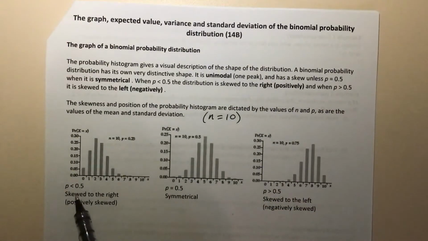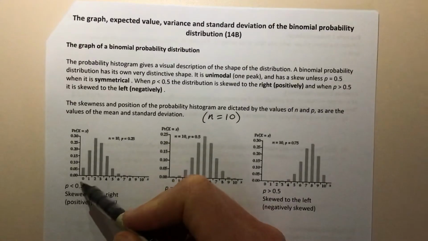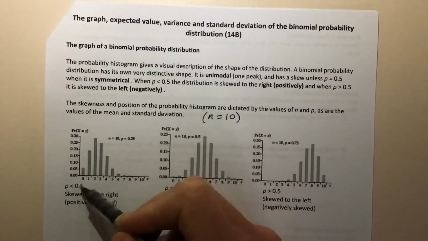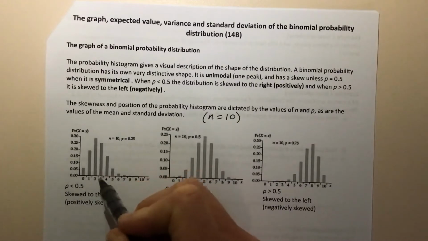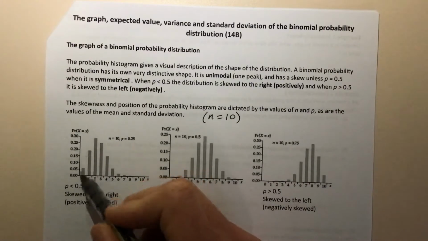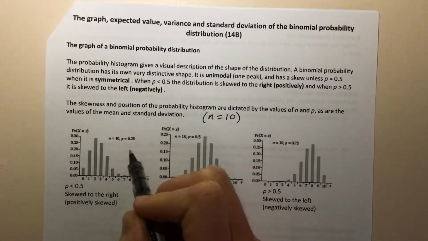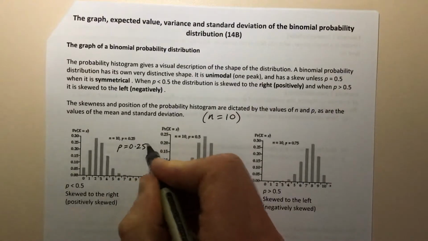The first histogram here shows a probability of success that's less than a half, so maybe a probability of success of like 0.2 or something like that. What that shows is that if you look at the probability of getting each of these outcomes, of getting 0 or 1 or 2 or 3 or 4 out of 10, the probabilities are more skewed towards the bottom end. There's more chance that we'll get 1 or 2 or 3 successes if the probability of success is low. Again, the writing's not super clear, this one was actually p equals 0.25.